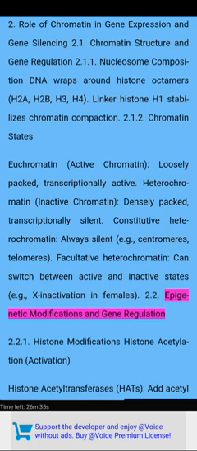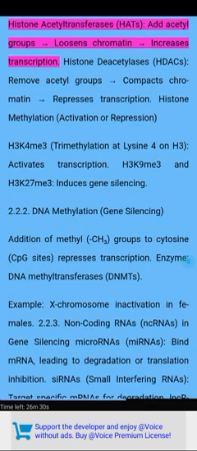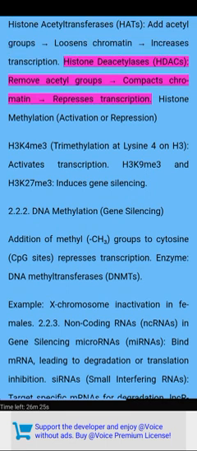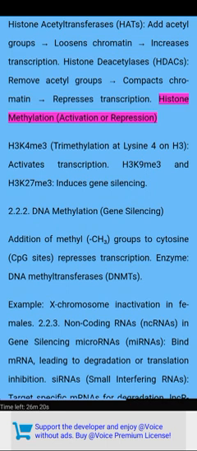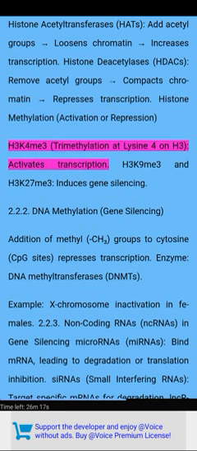2.2. Epigenetic modifications and gene regulation. 2.2.1. Histone modifications. Histone acetylation, activation. Histone acetyltransferases, HATs, add acetyl groups → loosens chromatin → increases transcription. Histone deacetylases, HDACs, remove acetyl groups → compacts chromatin → represses transcription. Histone methylation, activation or repression. H3K4me3, trimethylation at lysine 4 on H3, activates transcription.